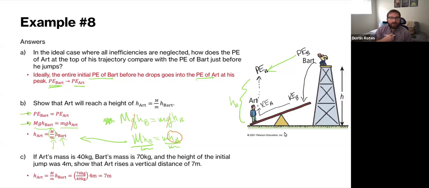Now, if Art's mass is 40 kilograms and Bart's mass is 70 kilograms, and the height of the initial jump was 4 meters, now we have everything. We have both masses, check, check. We know Bart's initial height. We can plug that in, and it turns out Art will fly 7 meters vertically.